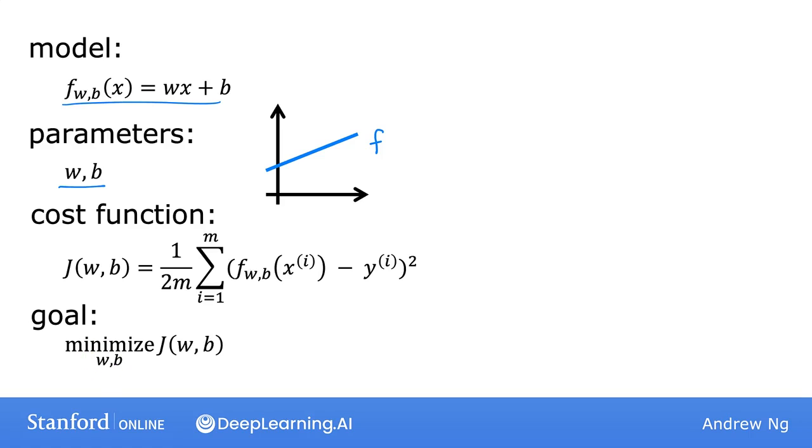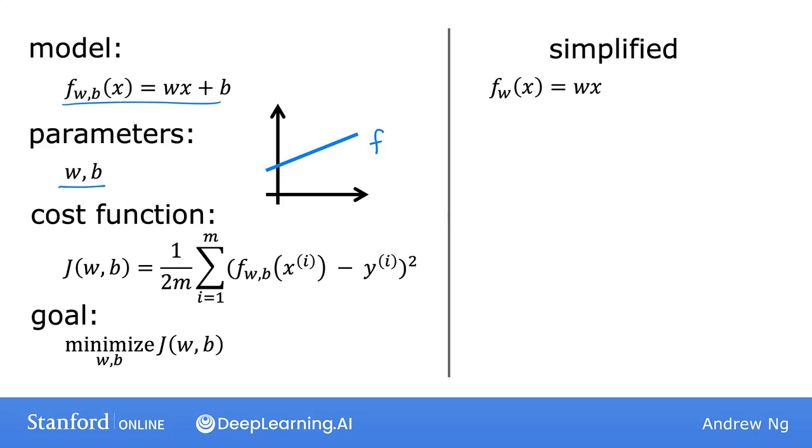So now, in order for us to better visualize the cost function J, let's work with a simplified version of the linear regression model. We're going to use the model f_w of x is w times x. You can think of this as taking the original model on the left and getting rid of the parameter b, or setting the parameter b equal to 0, so it just goes away from the equation. So f is now just w times x.